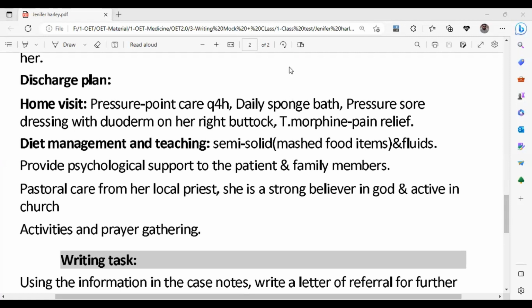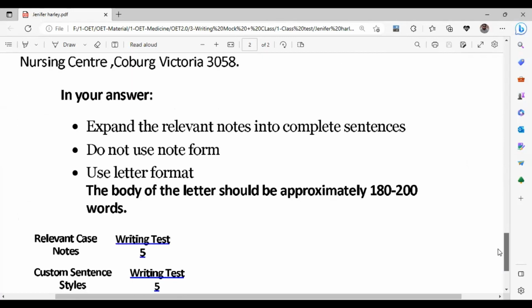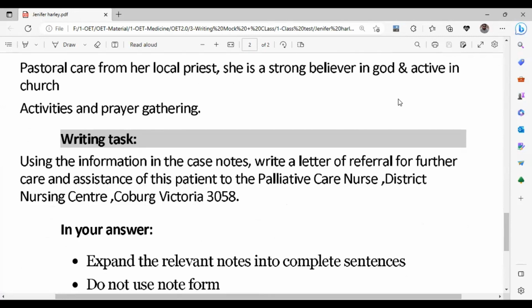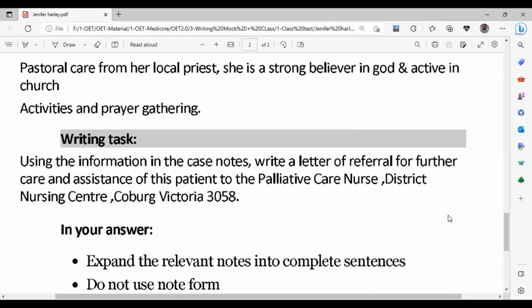Okay, if you can see the screen, whenever we get the case notes, you should go to this point. This is the last part of the letter. Here, just read this part first.